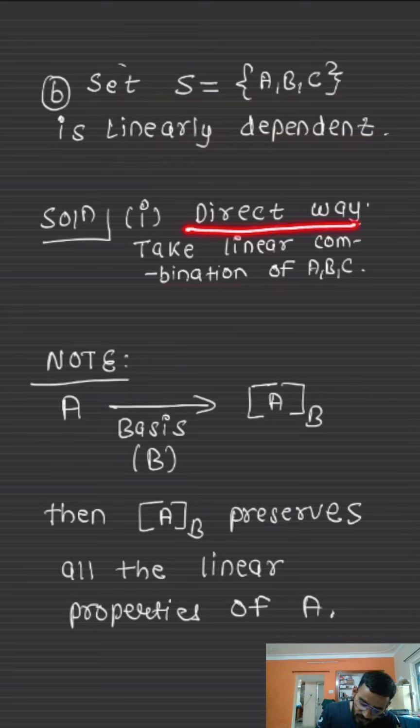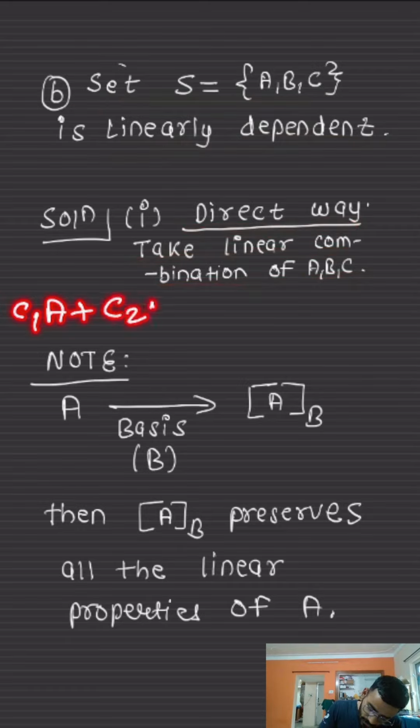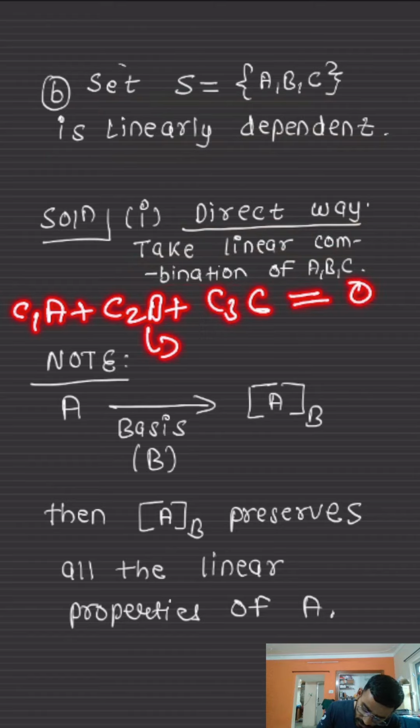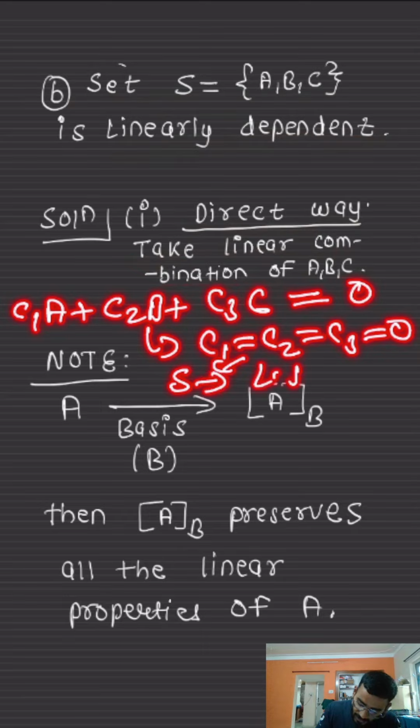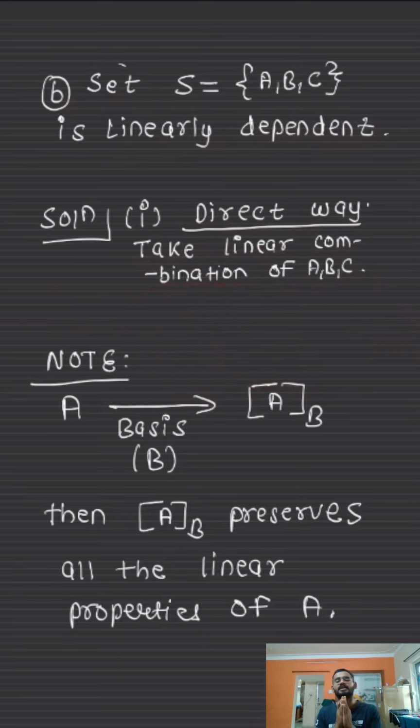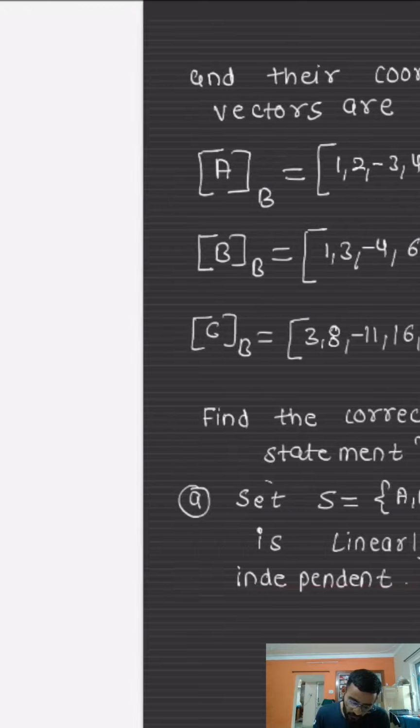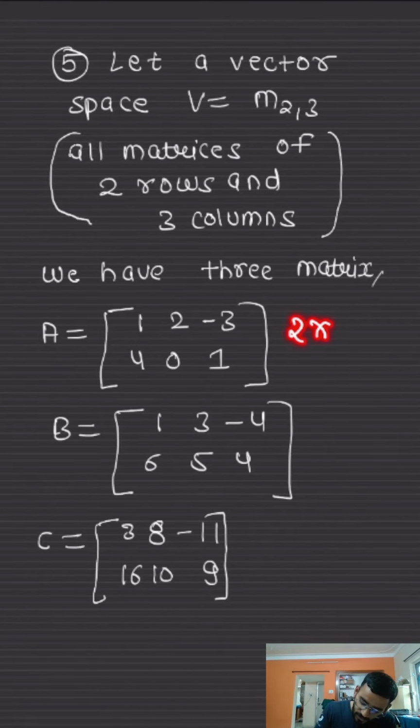One direct way to solve this question is to take the linear combination of A, B and C, that is c1A plus c2B plus c3C, and set it equal to 0. If all the coefficients are 0, that is c1, c2, c3 are equal to 0, then the set S is a linearly independent set. Otherwise, the set S is a linearly dependent set. Here all the matrices are of 2 cross 3 dimension, so this method is a little time taking, but this method is even more time taking if the dimension of the matrix is large.